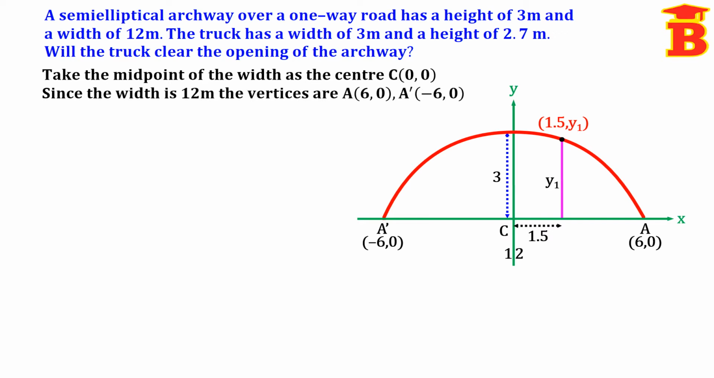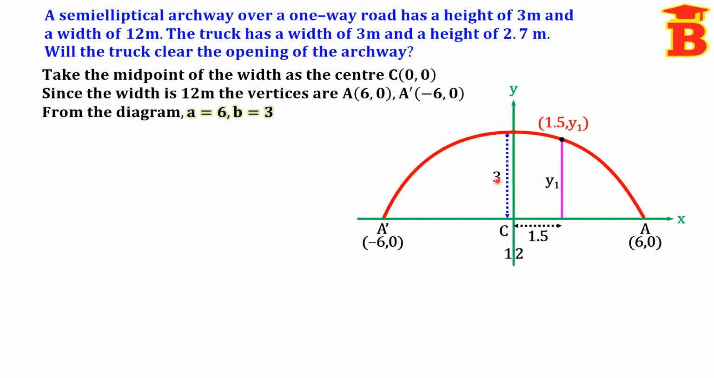Since the width is 12 meter, the vertices are A and A dash, that is (6, 0) and (-6, 0). From the diagram, a equal to 6 and b equal to 3. So in ellipse we have to find a and b. The a value is from the center, capital A distance. So see this point (6, 0), that means this distance is 6. So a equal to 6. b is this vertical distance.